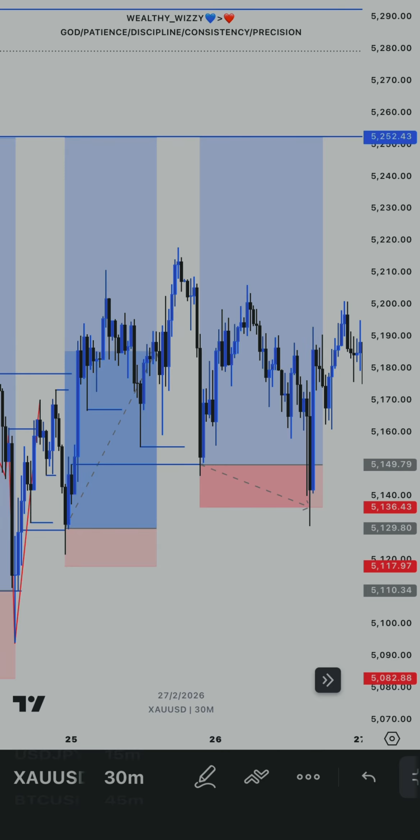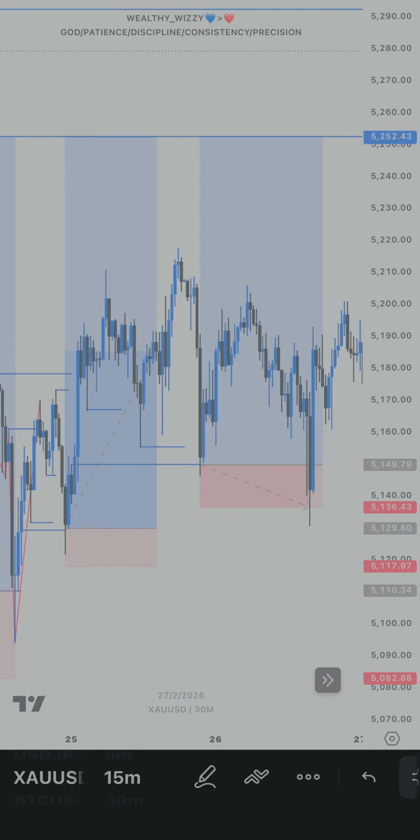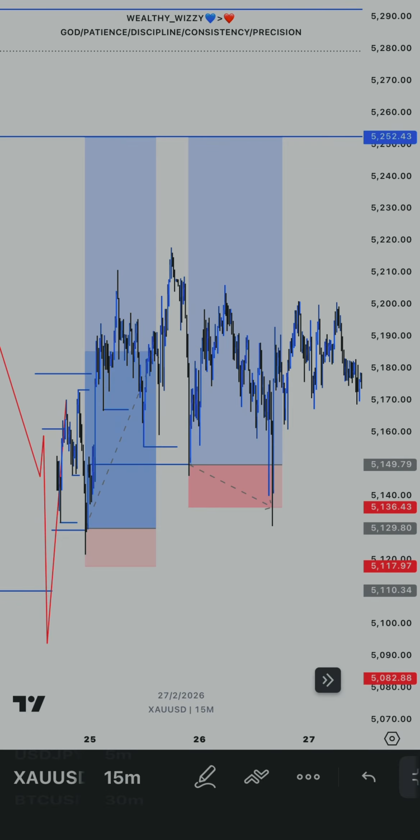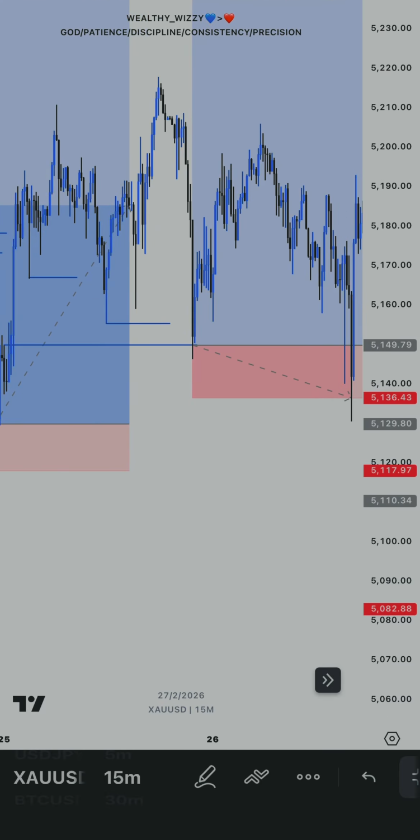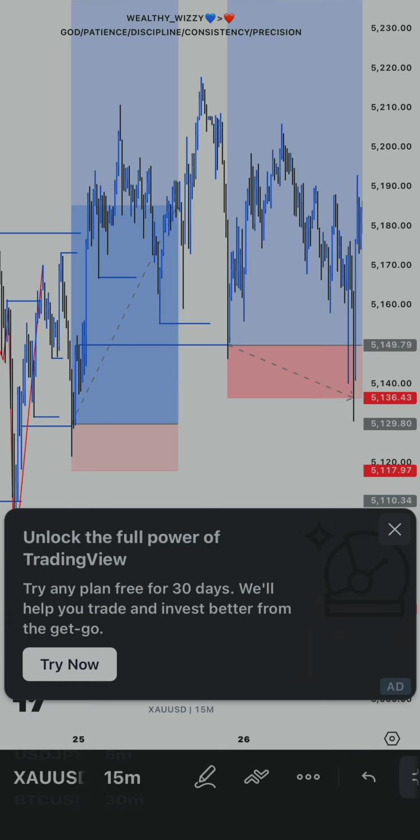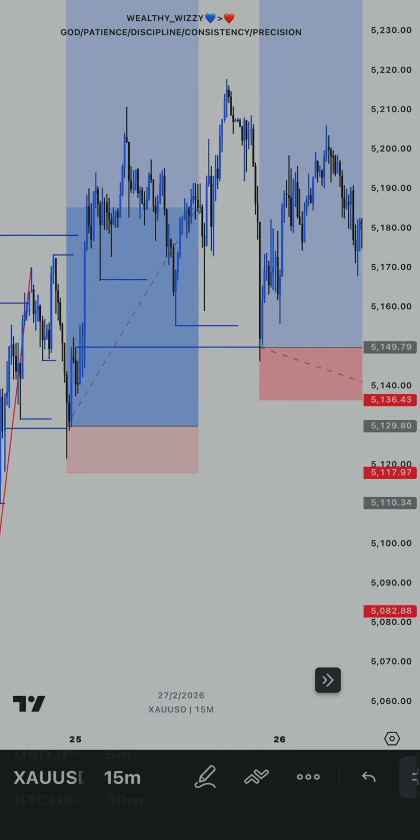But price is still price. You don't own the market. It decides to do whatever it wants. But the only thing we ought to do is, after its movements, you go back, you study, you recheck, you know what you did wrong and where you should play it well next time. So you can see price reacted from this order block on the 15 minutes.